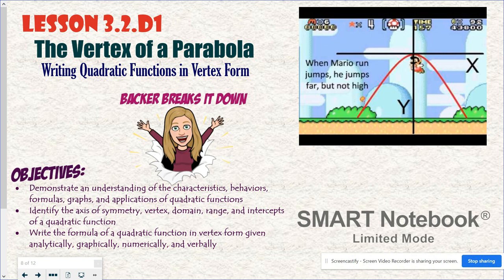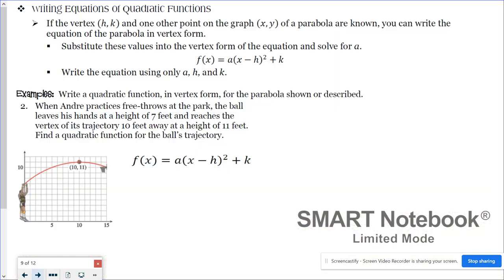We are continuing to look at the vertex of a parabola, and we're going to focus on how to write a quadratic function in its vertex form. We've written quadratic functions before, but we did it in factored form because they gave us the x-intercepts. If they give us the vertex, then it makes perfect sense to write it in vertex form.